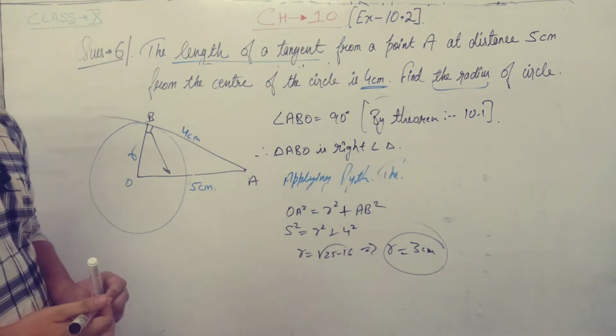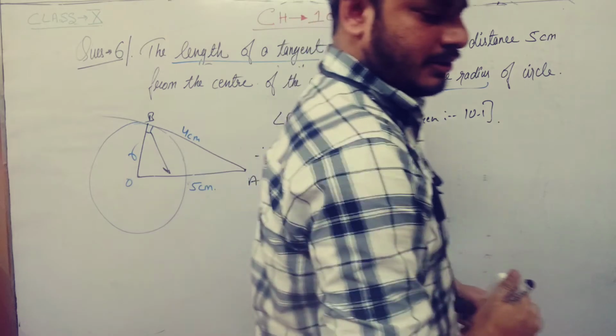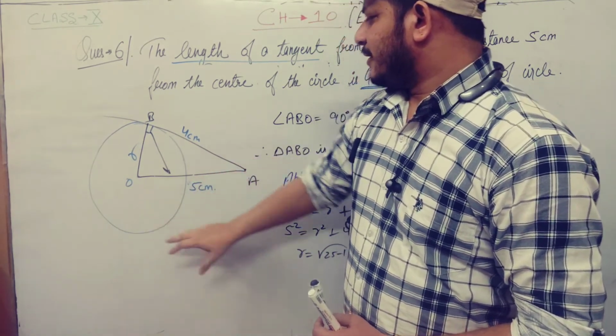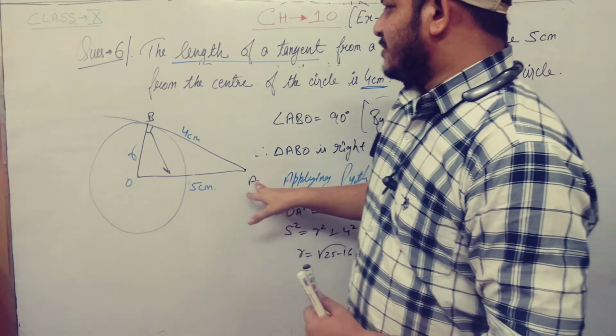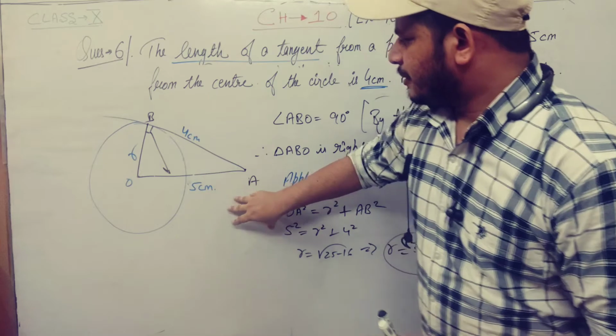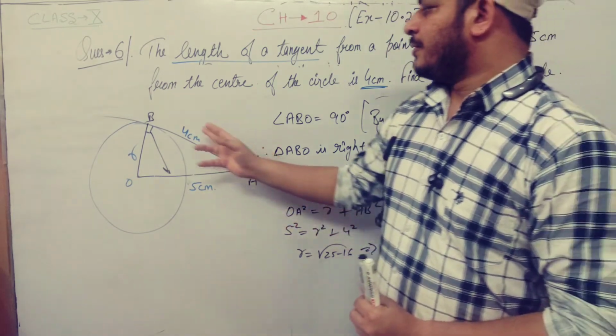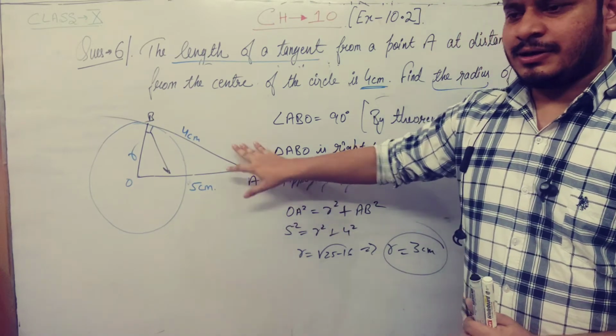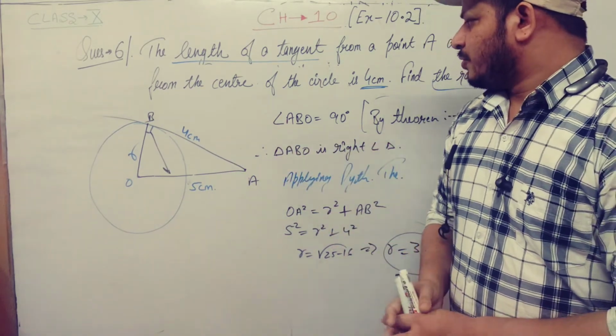So this is the radius of the circle. I think it is clear now. The length of the tangent is 4 centimeter and the point from where the tangent is drawn is at a distance of 5 centimeter. So in this way we can solve this type of question.